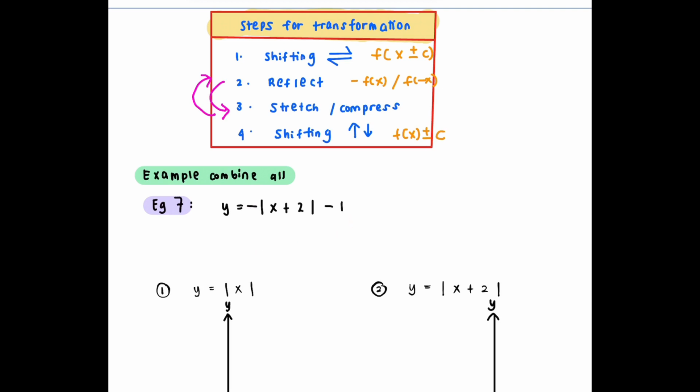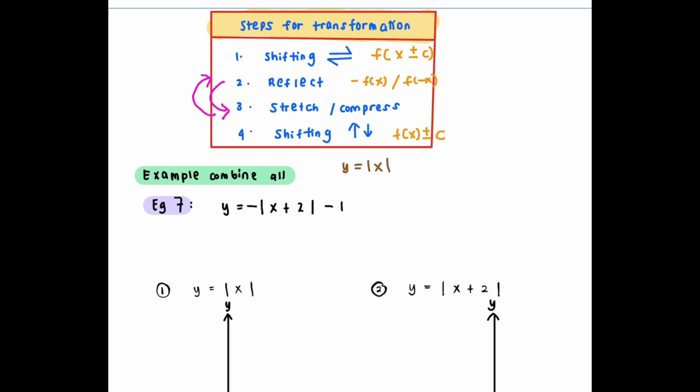You have negative outside the modulus, you have plus 2 inside the modulus, and you have minus 2 outside the modulus. So you have three things. Okay. Recognize, first step is you have to recognize what is your basic function. So basic function will be y equal to modulus of x. Okay, first thing first is compulsory to know what is your basic function.